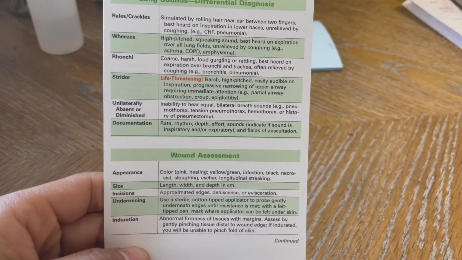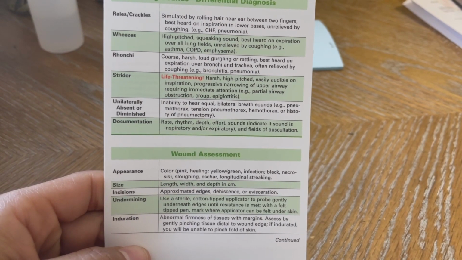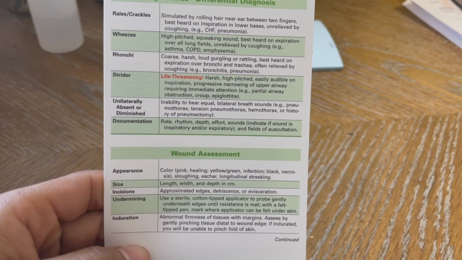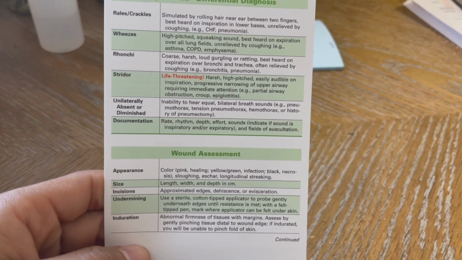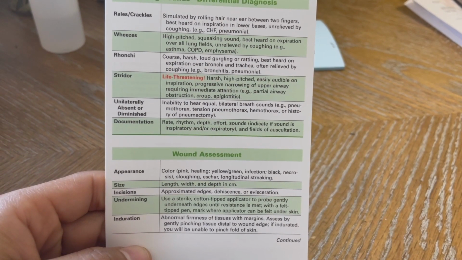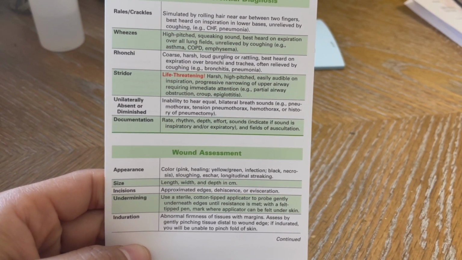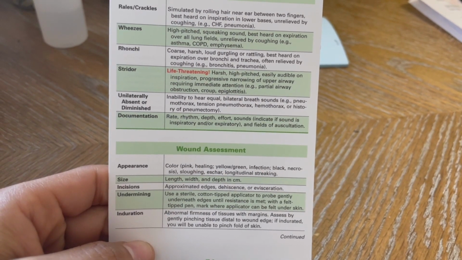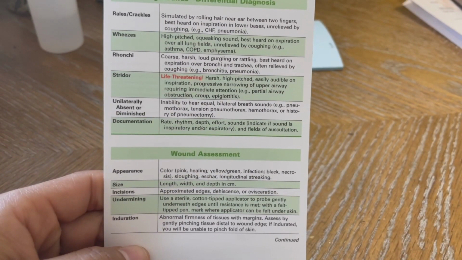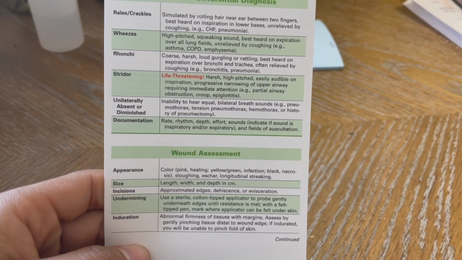Rhonchi is a coarse, harsh, and loud gurgling or rattling sound, and this is often relieved by coughing, and it happens with patients who have bronchitis or also anemia as well. Stridor is something that you have to keep in the back of your mind. It's a life-threatening situation, so this is an emergency. Call your doctor, call a physician immediately, right?